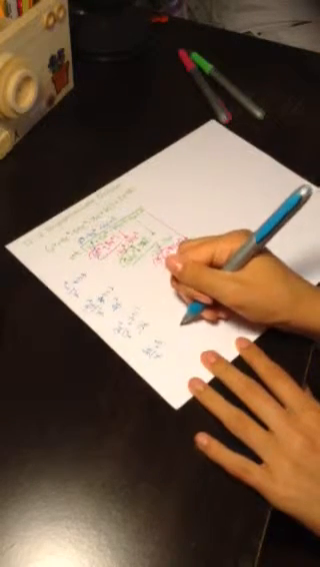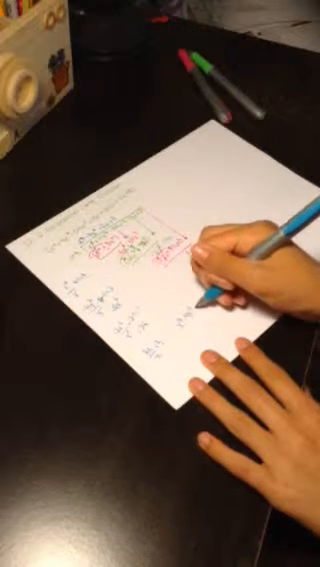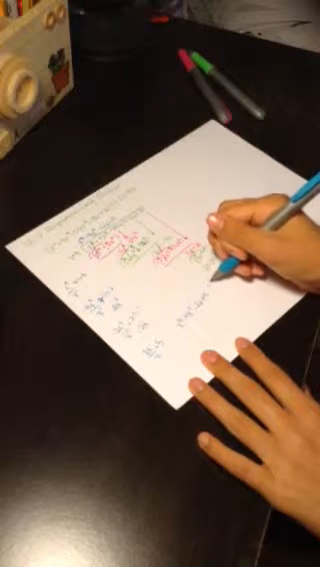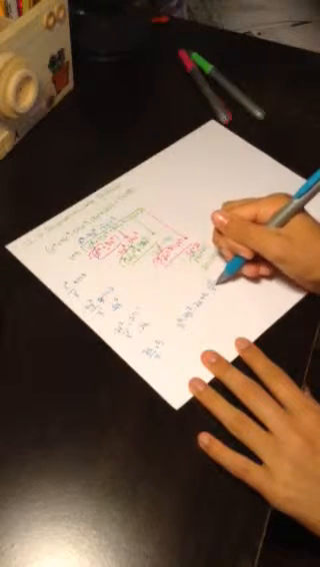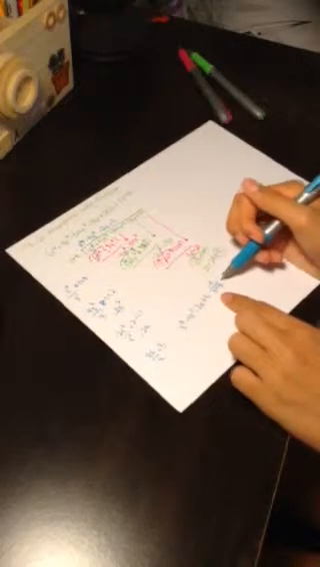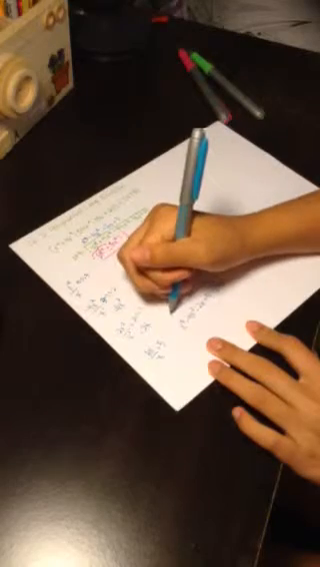So our answer is x cubed minus 4x squared minus 2x plus 3 minus 4 over x plus 8. Okay? And this cannot be divided anymore because we have no more x terms. So that is your answer for this equation.